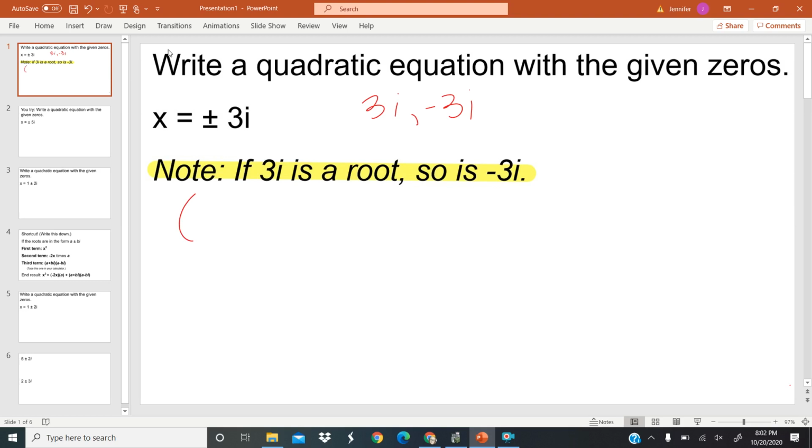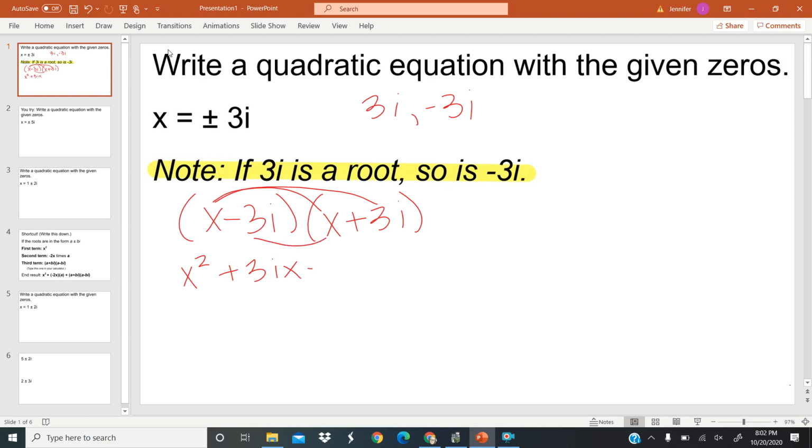So we're going to write out our factors just like normal. So we're going to have x minus our first zero, so x minus 3i, and then x minus negative 3i is going to be x plus 3i. So now we're just going to multiply these together. So x times x is x squared. x times 3i looks weird, but it's going to be plus 3ix. Negative 3i times x is going to be minus 3ix. And negative 3i times positive 3i is negative 3 times positive 3 is negative 9, and i times i is i squared.